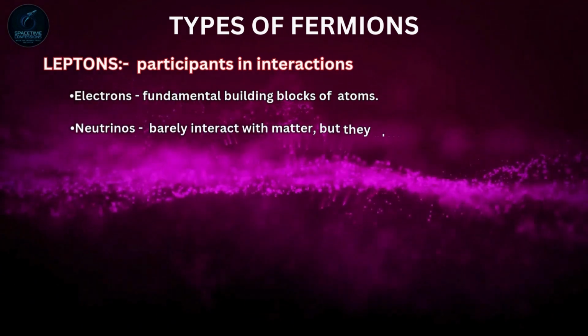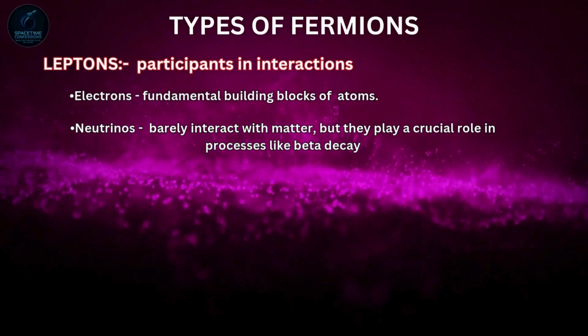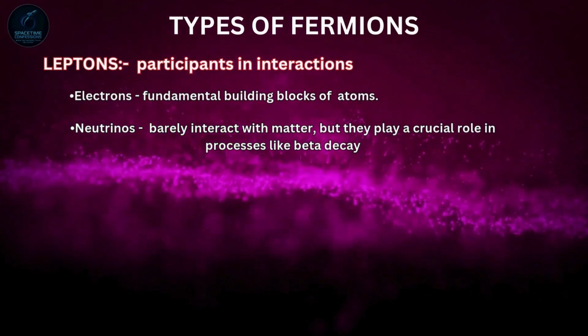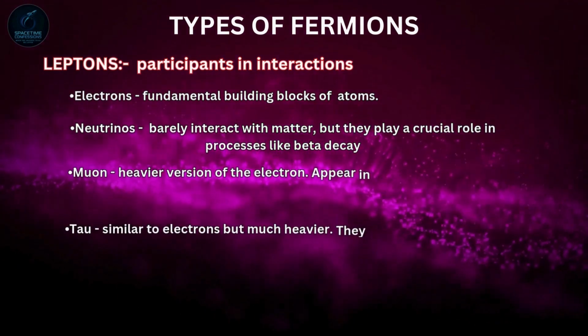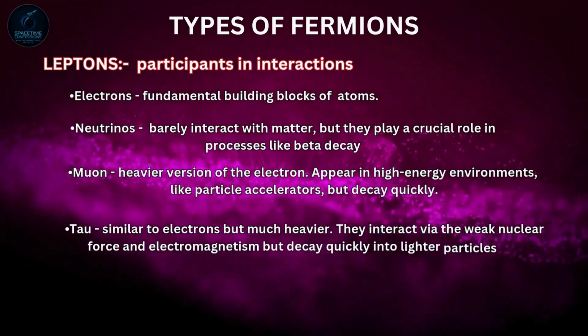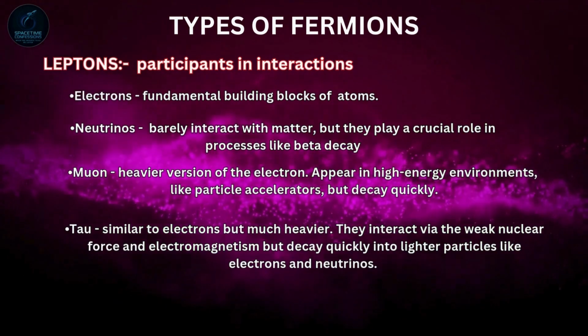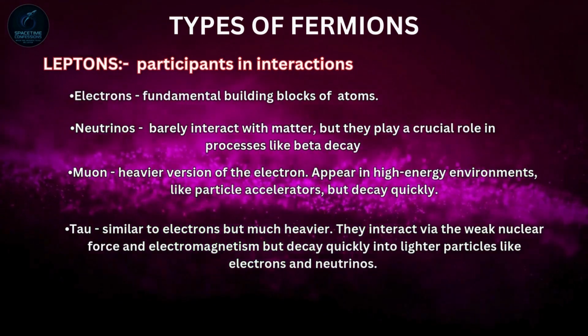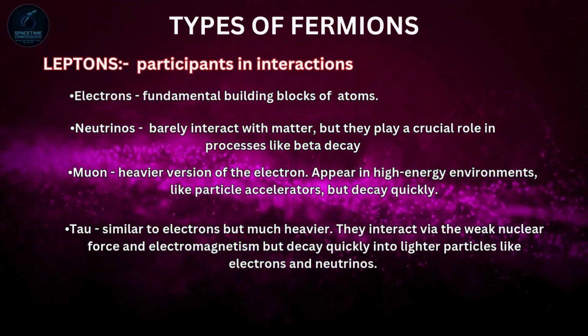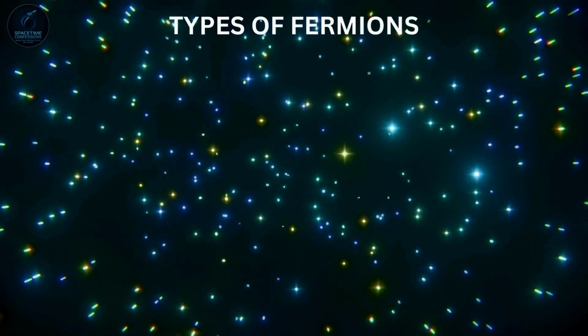Neutrinos: ghostly, almost massless and barely interacting with anything, but they're everywhere. Muons and tau, heavier cousins of the electron, unstable and short-lived, but crucial to the cosmic puzzle. So, leptons are participants in interactions. Quiet but powerful. Now for quarks.